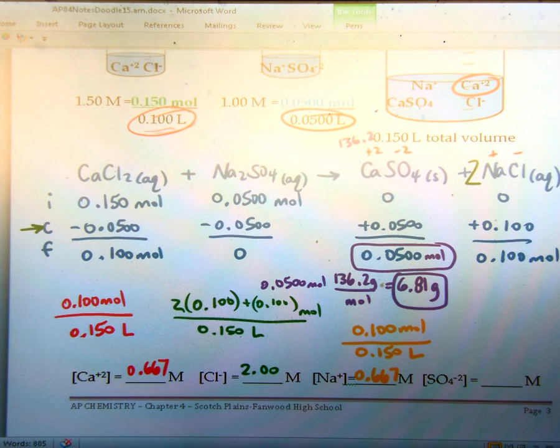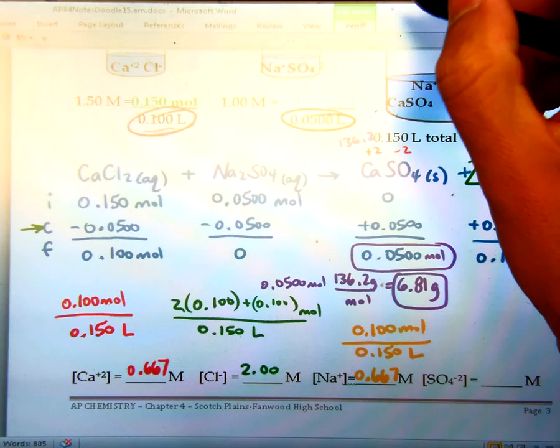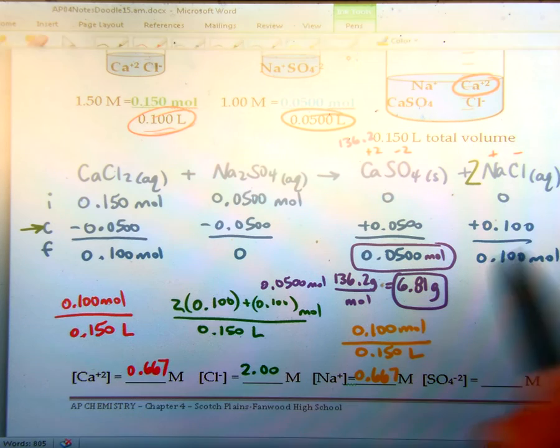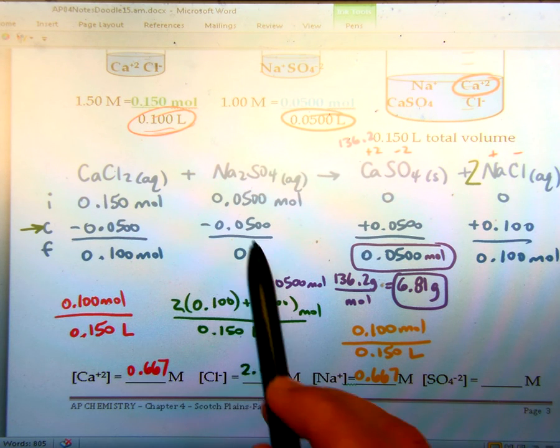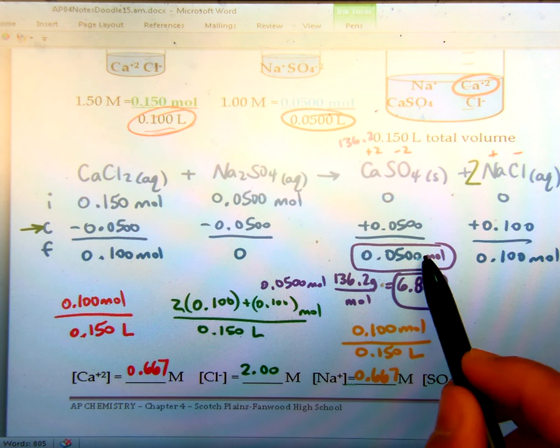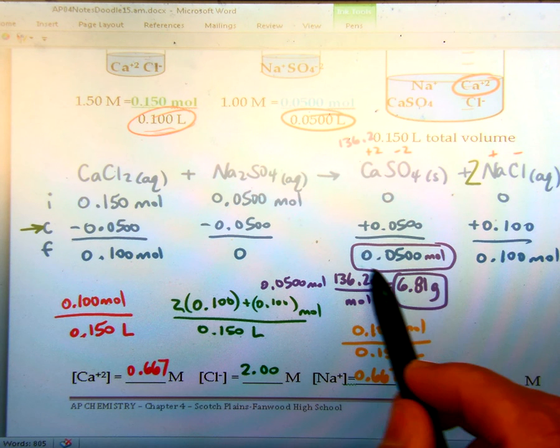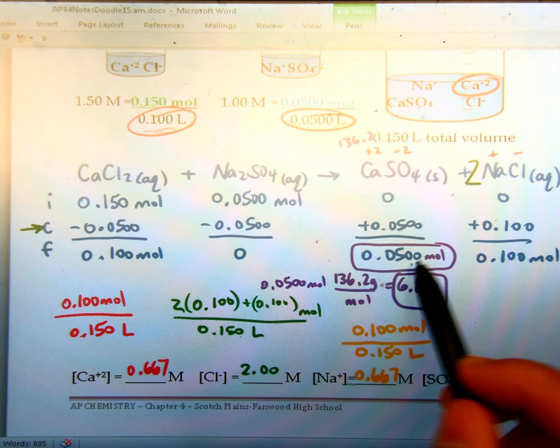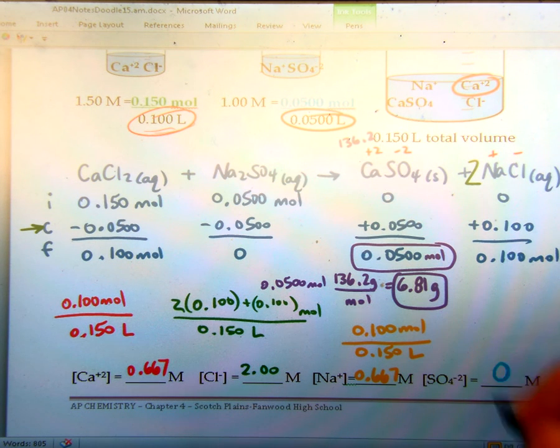And lastly, we're going to do the sulfate. The sulfate ran out over here, so there's no sulfate, and there's no sulfate count from here because remember, that's a solid, and solids don't dissociate. So actually, the sulfate is the limiting ion in this reaction, and that would be 0 for the final concentration.